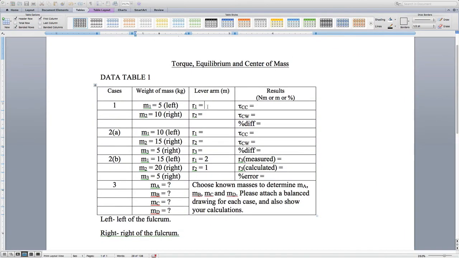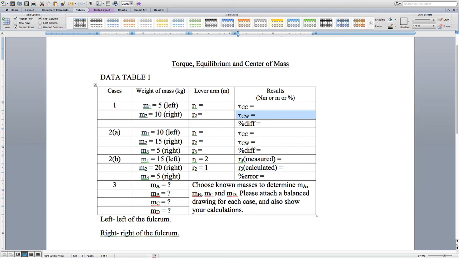That's what you will do. R, you choose your own. I chose 2, for instance, as an example. You can choose 1.5, 2, or 3, I don't mind. But make sure you do the calculation for torque clockwise and counterclockwise the way I did it. And then you find the percent difference between the two. Most likely it's going to be 0 because this is a computer simulation.